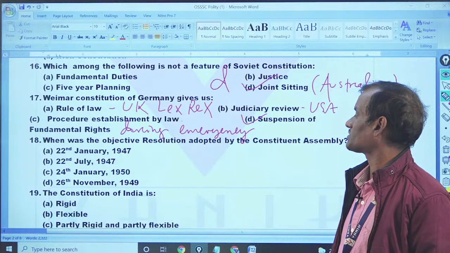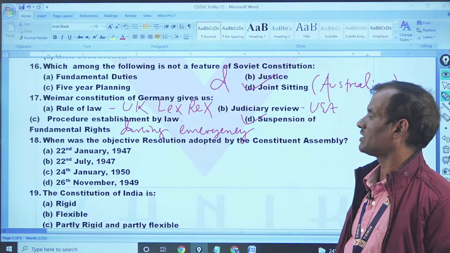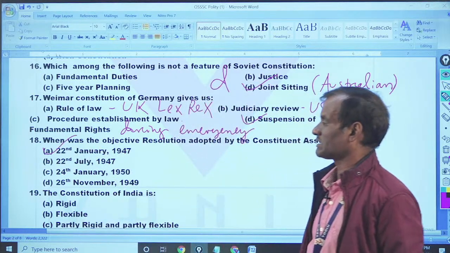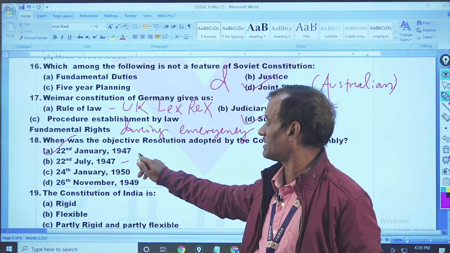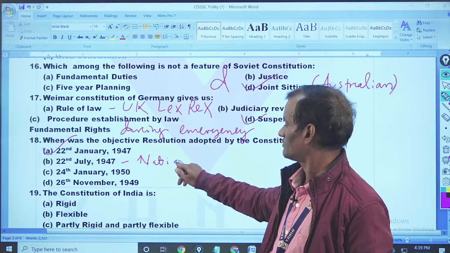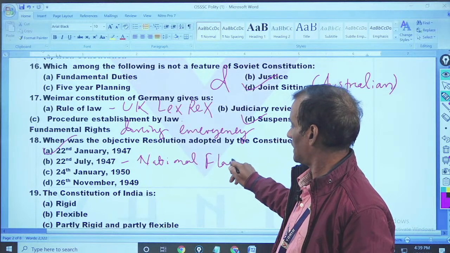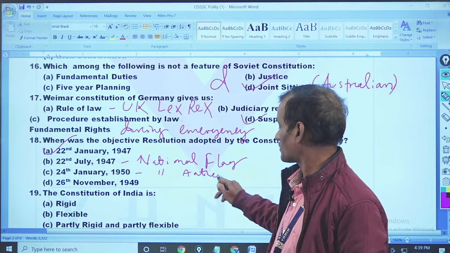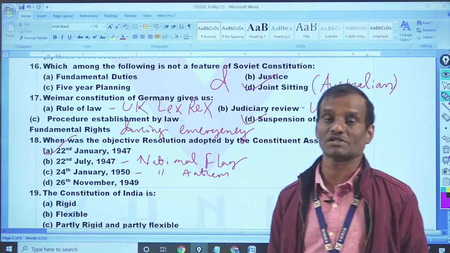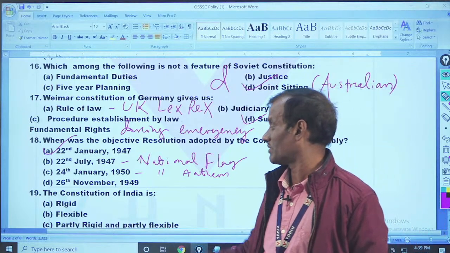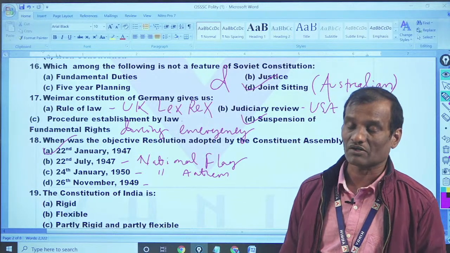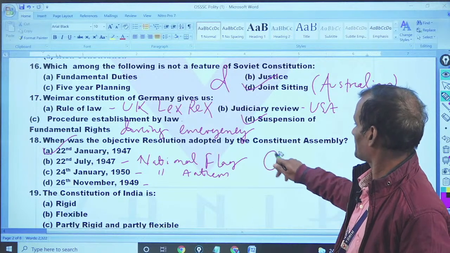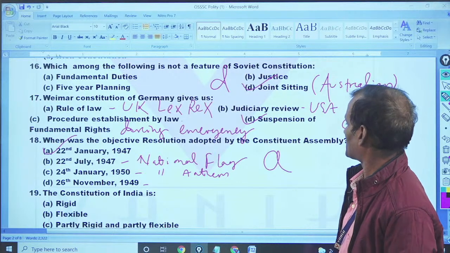Next, when was the Objective Resolution adopted by the Constituent Assembly? On 22 January 1947 the Objective Resolution drafted by Nehru was adopted by the Constituent Assembly. On 22 July 1947 the National Flag was adopted. On 24 January 1950 the National Anthem and National Song were adopted, and it is called the last working day of the Constituent Assembly. On 26 November the Constitution was adopted. So the answer is D.